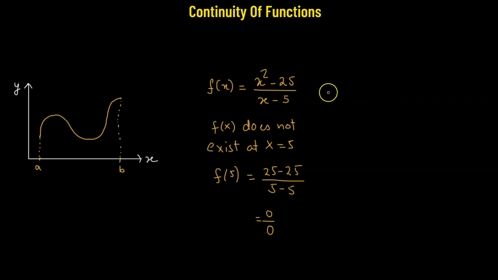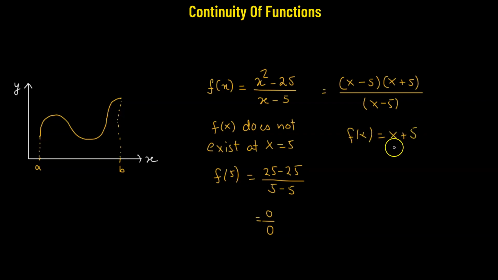However, if we use some algebraic techniques, x squared minus 25 can be factorized as x minus 5 times x plus 5, divided by x minus 5. Then the function f of x reduces to x plus 5. Now this is simply a linear function, and if we plot it, it has a positive slope and an intercept of positive 5. But this is not a complete picture, even though it looks like a smooth continuous curve.